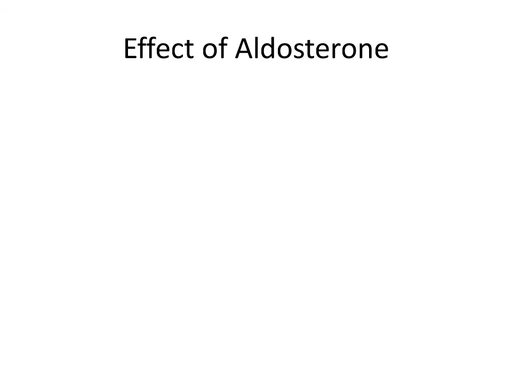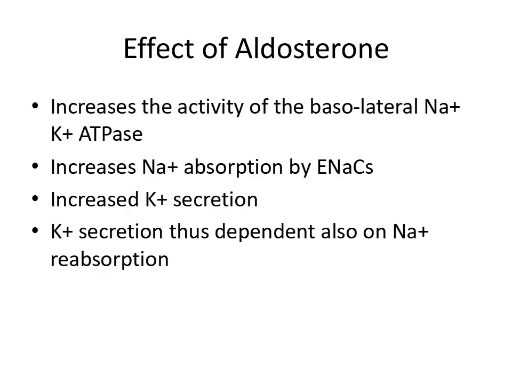Now coming to the effect of aldosterone. Aldosterone increases the activity of sodium potassium ATPase pump in the basolateral membrane. So it will cause an increase in the sodium absorption by ENaC and increases potassium secretion. So potassium secretion depends also on sodium reabsorption. So we already said when sodium is reabsorbed, there is an electronegativity in the tubular lumen, so that will cause mainly the potassium secretion.